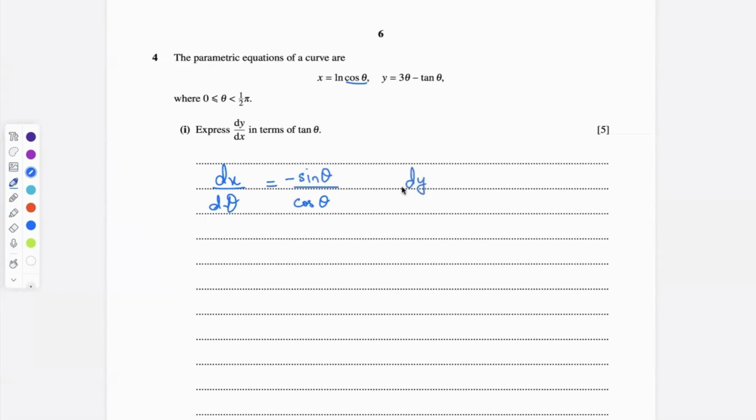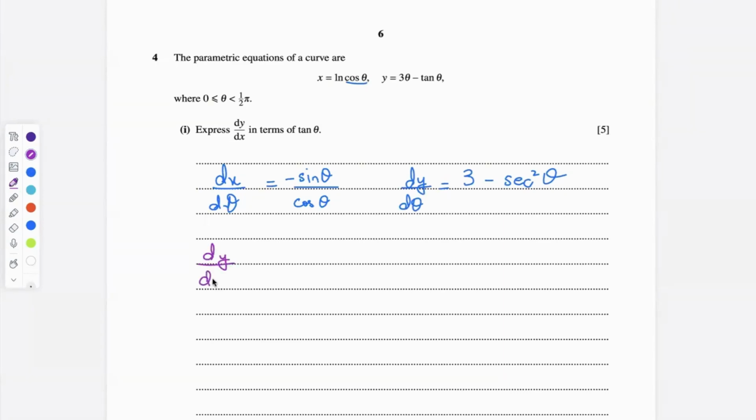And now finding dy/d theta. Differentiating 3 theta will become 3, and when we differentiate tan theta, that will become sec squared theta. So this will become 3 minus sec squared theta. Now to find dy/dx, we will divide dy/d theta by dx/d theta.